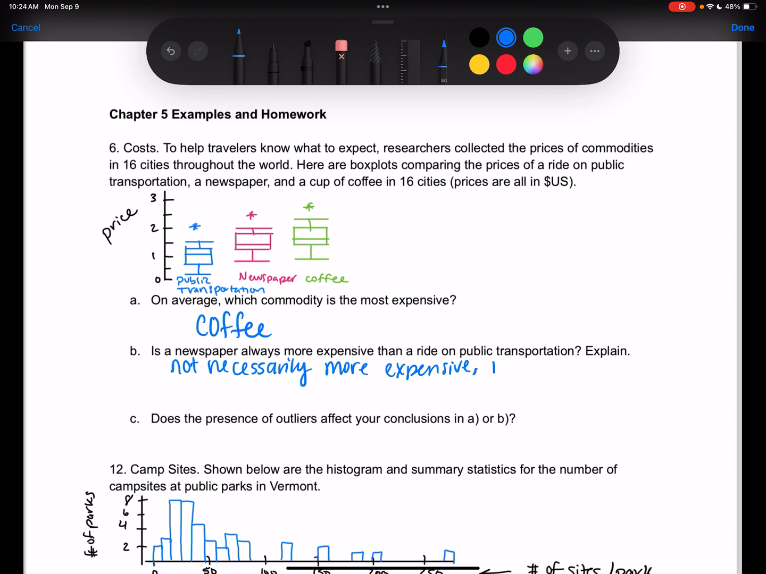The tails of each overlap some. Does the presence of outliers affect your conclusions in A or B? No, we didn't change anything because of that, so nope.